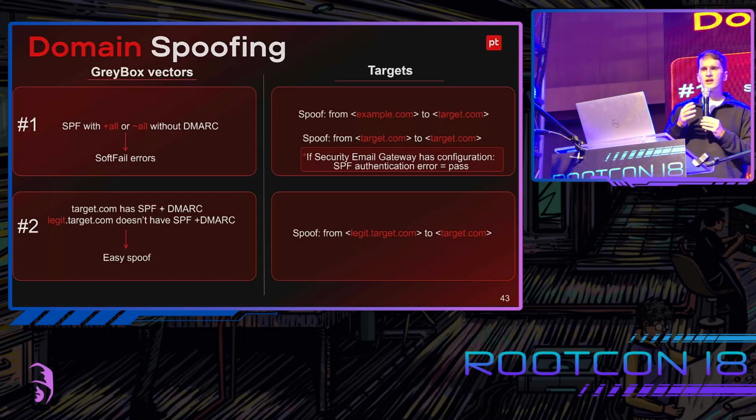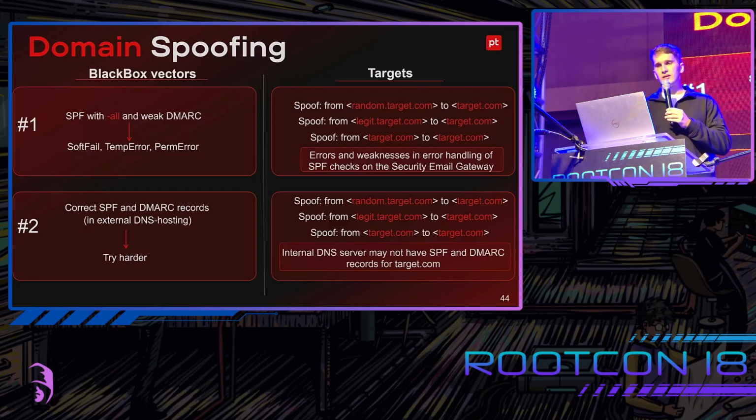The second gray box vector covers the case when the main domain has a correct SPF and DMARC configuration, but a legitimate subdomain, an email domain used in routing emails, doesn't have these records, making it vulnerable to spoofing, and it's an easy way to spoof the sender's name. And as for black box vectors, if we found a correct SPF record but a DMARC record that doesn't say that emails should be rejected on SPF verification failure, we can use this first black box vector, hoping that the security email gateway doesn't know how to manage this zoo of errors that can be generated during SPF verification, and passes our spoofed email to the infrastructure.